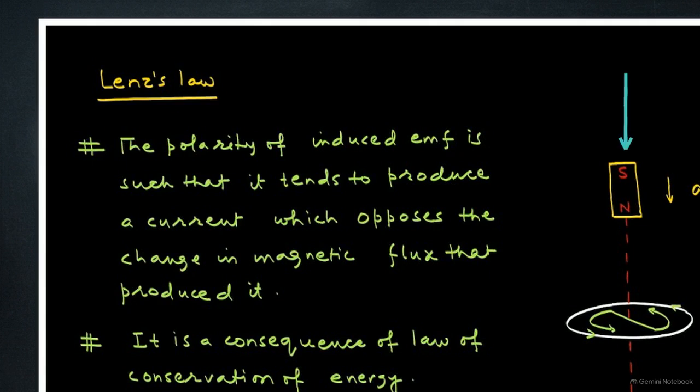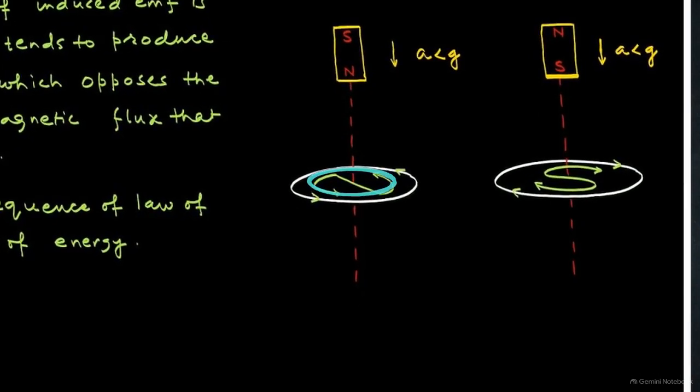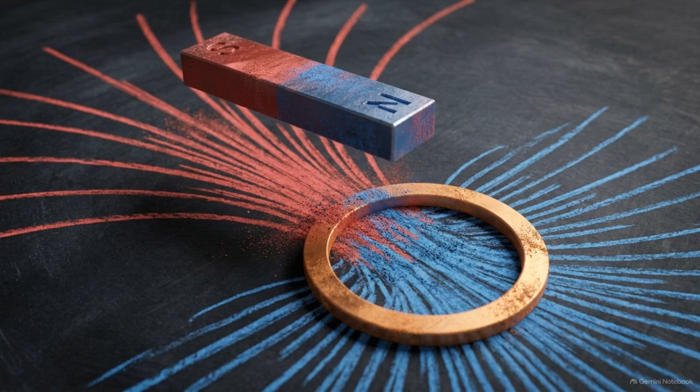Consider dropping a permanent bar magnet straight down through a copper ring. In this first diagram, as the North Pole falls, downward magnetic flux rapidly increases. To oppose this, the ring induces a counterclockwise current, generating its own upward North Pole. Because like poles repel, this new magnetic field pushes against gravity. The magnet experiences physical resistance, forcing it to accelerate slower than gravity.